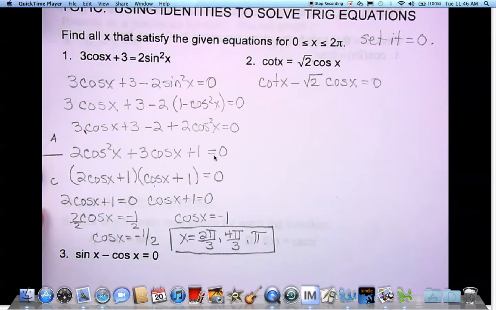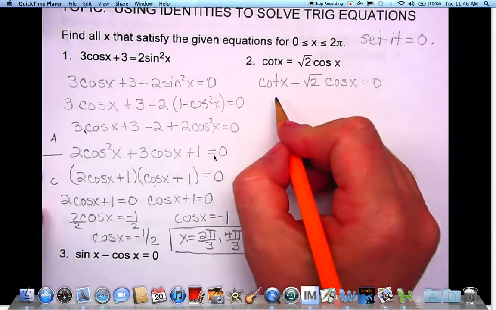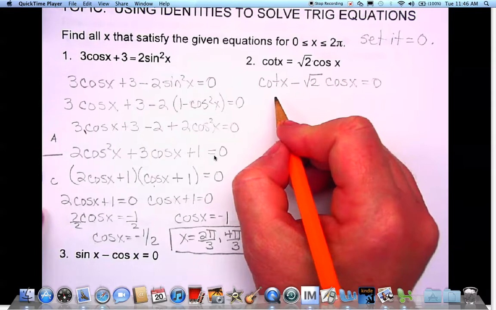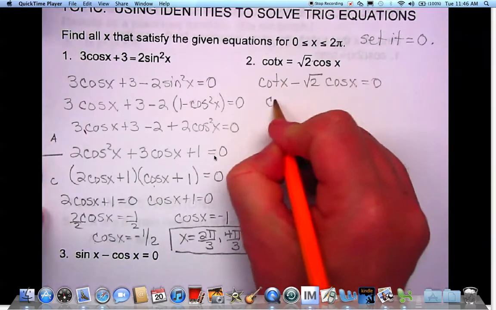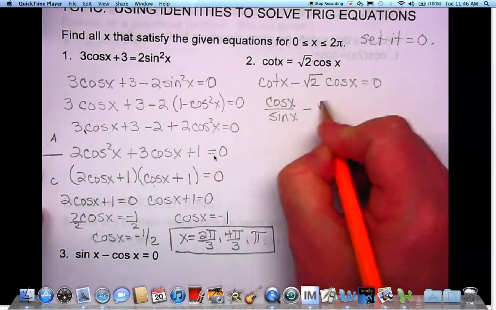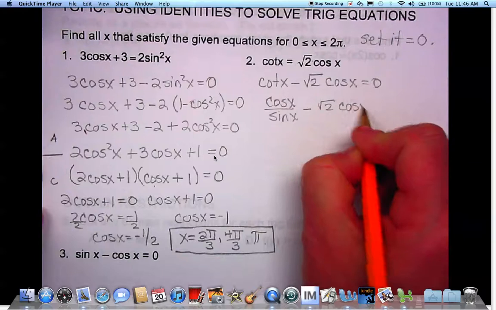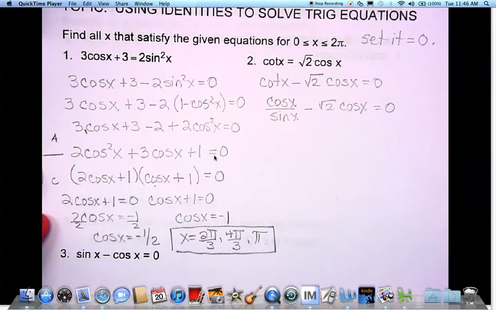Okay, the problem is though, I've got cotangent and I've got cosine. Can I do something about that? Change cotangent to cosine over sine. That way, at least I have a cosine in there. Actually, we probably shouldn't have set it equal to 0 first.